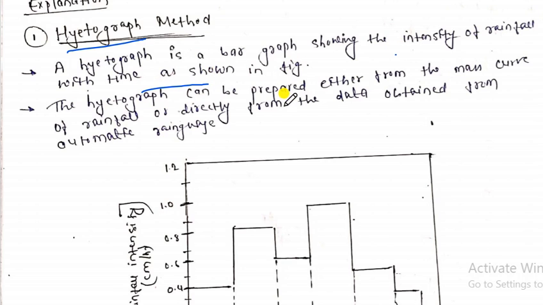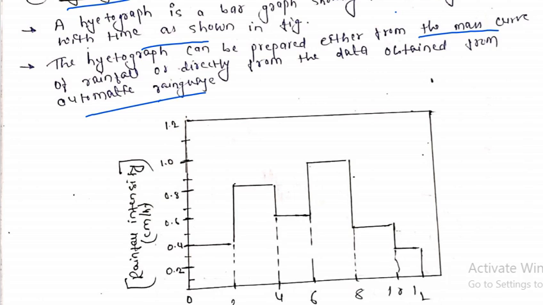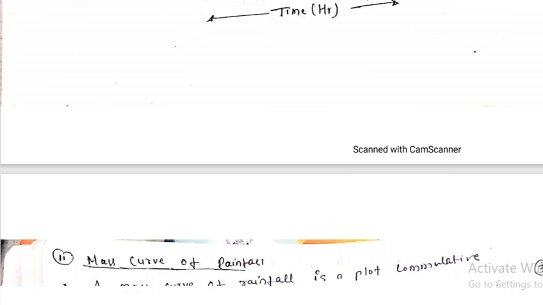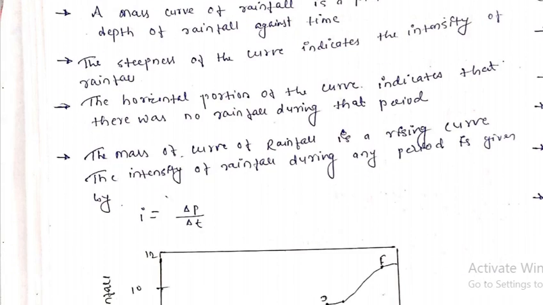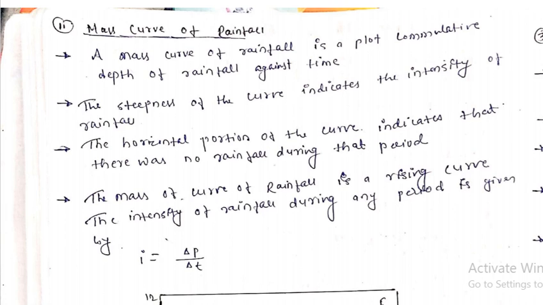And the hyetograph can be represented either by the mass curve, which we will discuss in the next topic, or it can be directly taken from the automatic rain gauge, because in the automatic rain gauge all the details are available. So here, my dear friends, we will talk about the mass curve of rainfall.